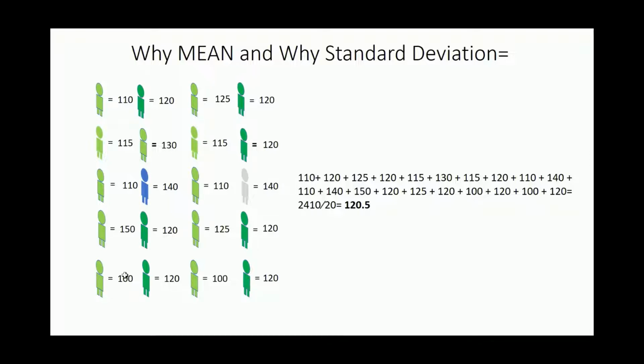Up to that part will be clear for you. This is how you calculate the mean or average. So the mean for a sample is represented as X bar. Like this, if you look at this, this is what is called the X bar, and the value is 120.5.